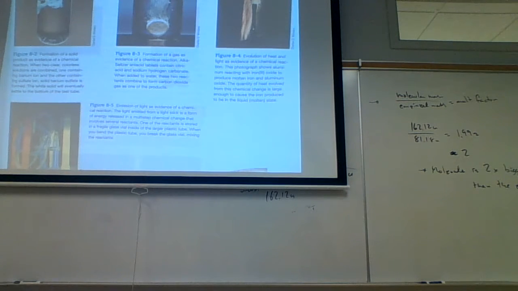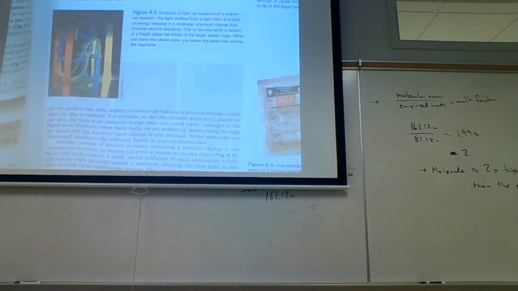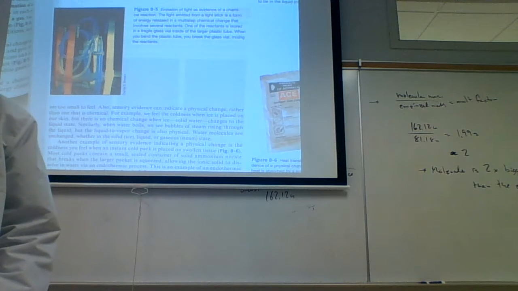Here we could see evolution of heat and light. Evidence of reaction: heat and light. Emission of light may not be a chemical reaction. Some things like tungsten, like in the old light bulbs, emit light without undergoing a chemical reaction. In fact, you don't want any chemical reaction. And so this is why light bulbs are designed the way they are.